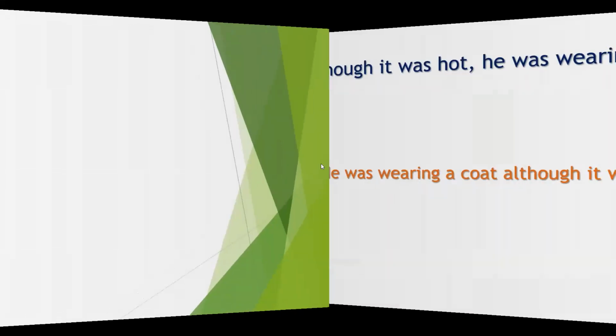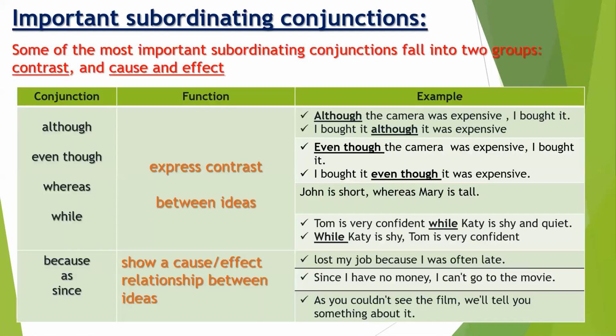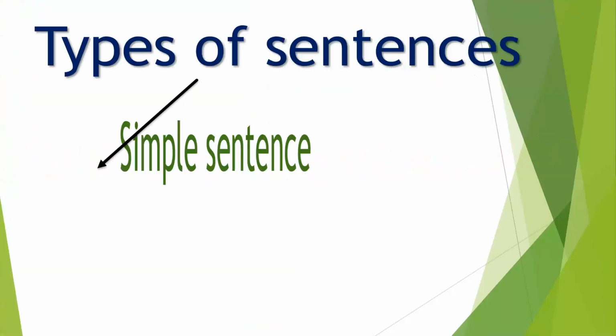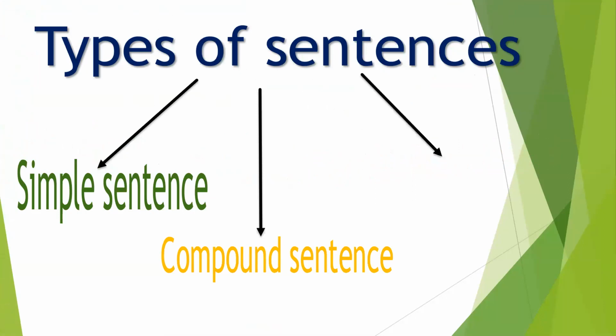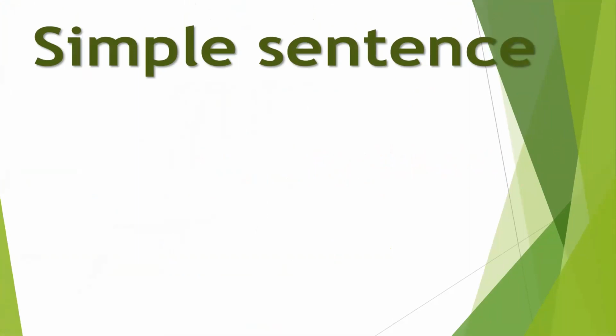I will upload also a sheet with all subordinating conjunctions, the mostly used and the common ones. They're right here. And what's the function of each? Although, even though, whereas, and while, they express contrast between ideas. Because, as, and since, they show cause, effect, and relationship between ideas. And this takes us to types of sentences, which we just discussed. Simple sentence, compound, complex, and compound complex, but we're not getting into compound complex now.